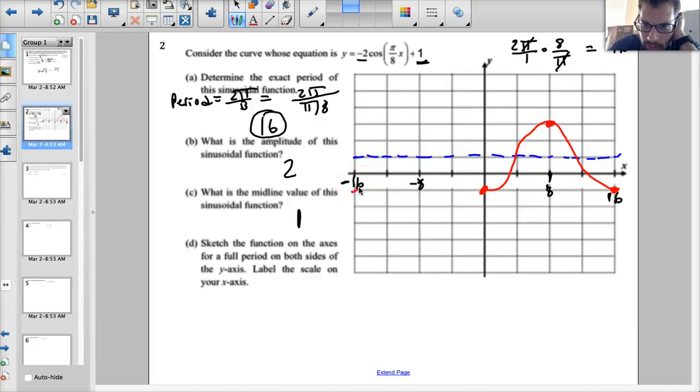Then I'm going to do it over here as well. So it will do one full cycle and return back over here in the middle. I have my peak, goes up, turns around. Ooh, that one was even better. Nice. And there I have it. I sketched a full period on both sides of the y-axis, and I have labeled the scale. This, of course, should be a 1, this should be a 2, this should be a 3, this will be a negative 1, negative 2, negative 3.